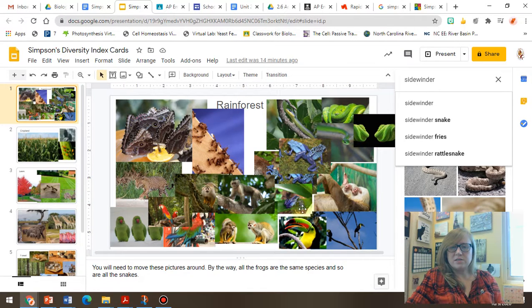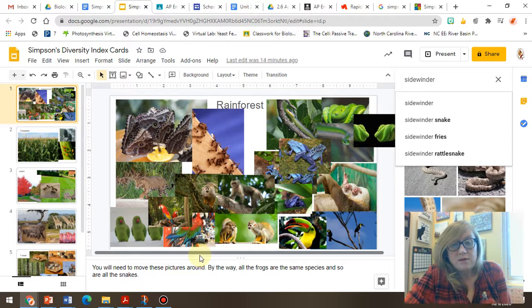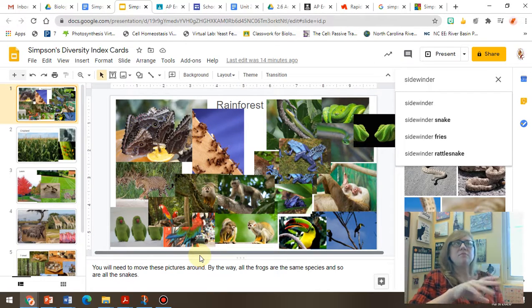Like all these frogs are the same species. All these snakes are the same. These monkeys here are the same. These sloths here aren't the same. I tried to sort of put them together. These parrots are the same. It was hard. For whatever reason, I couldn't find a picture of tons and tons of creatures together, probably because they don't hang out together like that in big groups. But I tried to give you some idea of what's going on.